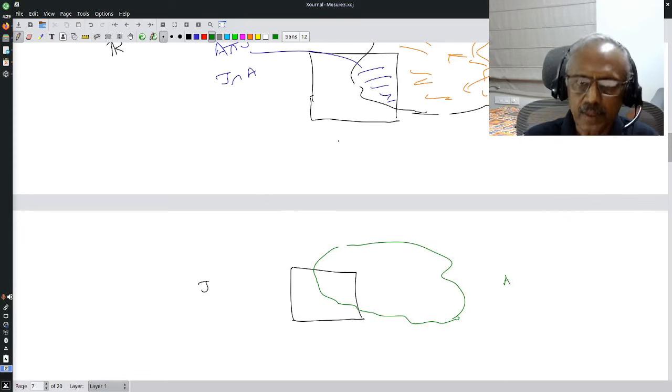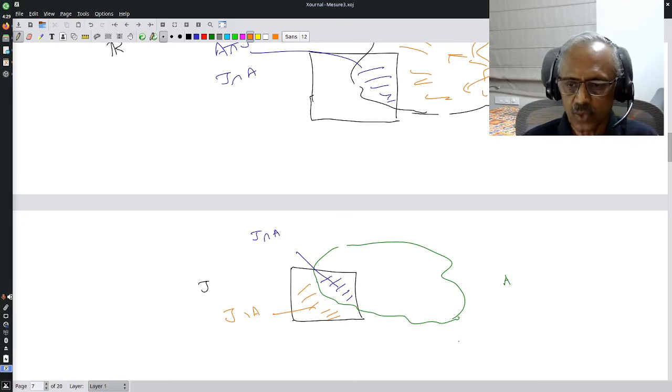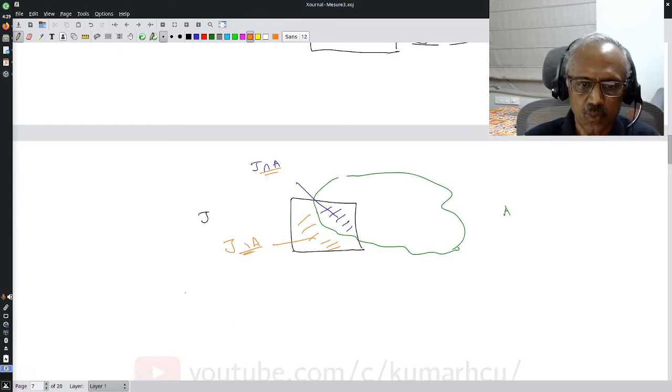Okay, A. Then what do I have? Two things. This is J intersection A, this is J. So this fellow is J intersection A, and this fellow is from J remove A, right. So my A becomes a union of two disjoint sets. So what I want is, I want them to add up.